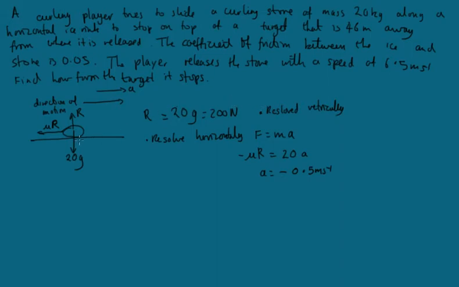Now, we're going to use our equations of motion. So we're going to use v squared equals u squared plus 2as to find how far the curling ball is going to go. So our final speed is 0 because it comes to a halt. It's released with a speed of 6.5, that's going to be squared, plus 2 times minus 0.5 s. And working all that out, we get s is 42.25 meters.